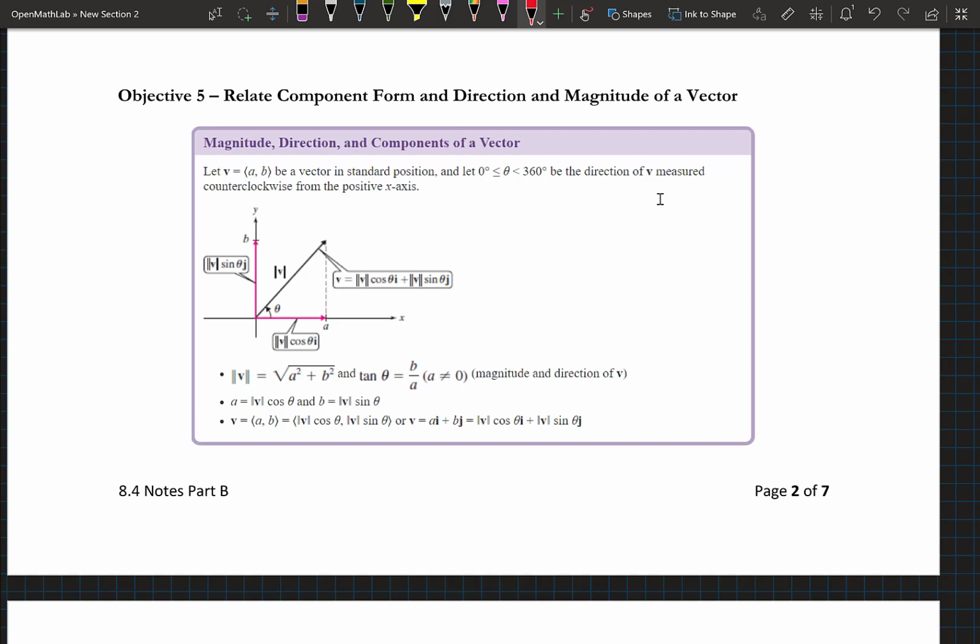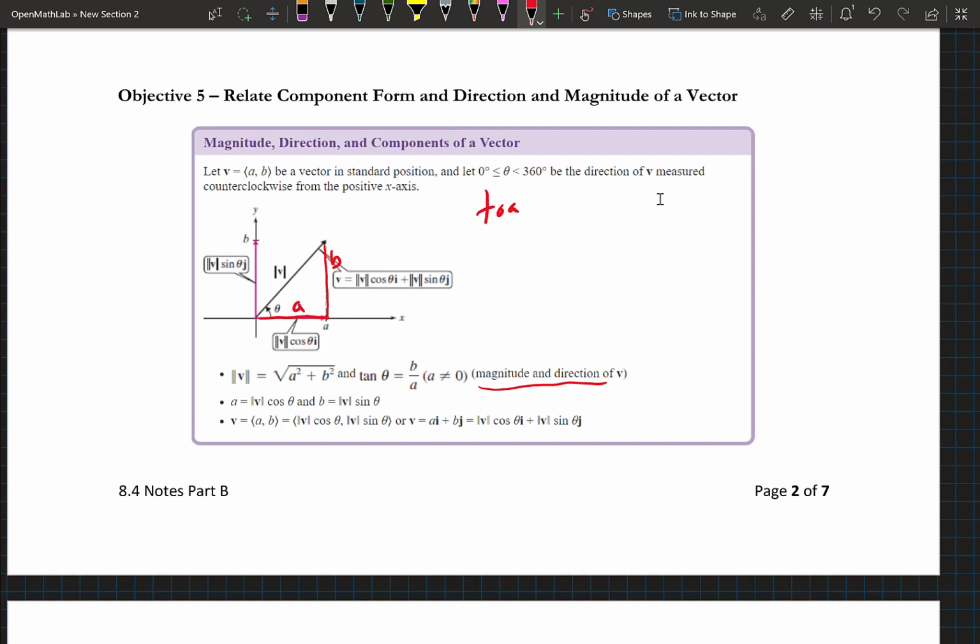The magnitude of v is still the square root of a squared plus b squared. And remember, we can find theta by using the trig ratio tangent. This side is b units, and this side of the triangle is a units. Remember SOHCAHTOA, so tangent is the opposite over the adjacent. And of course, a can't be 0 because we can't divide by 0. So that's going to give me the magnitude and direction for vector v.